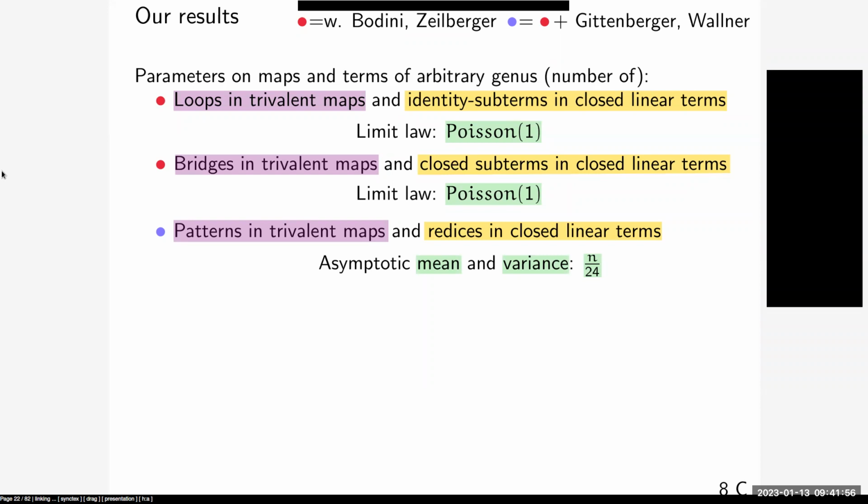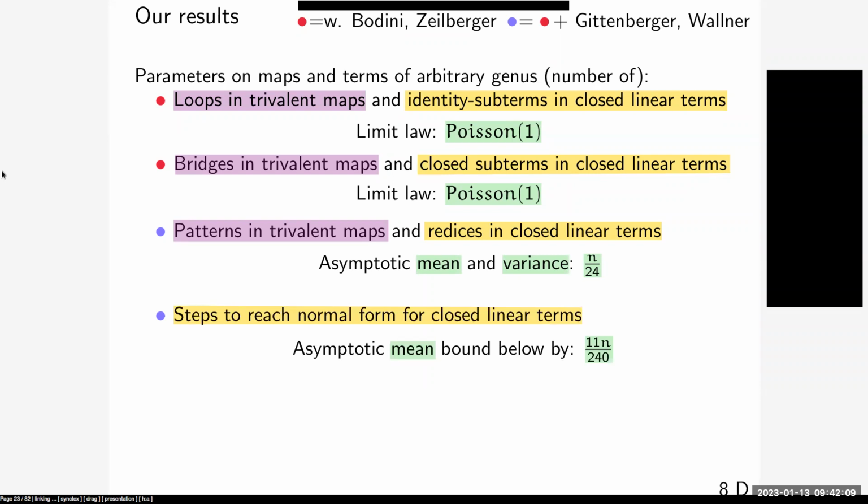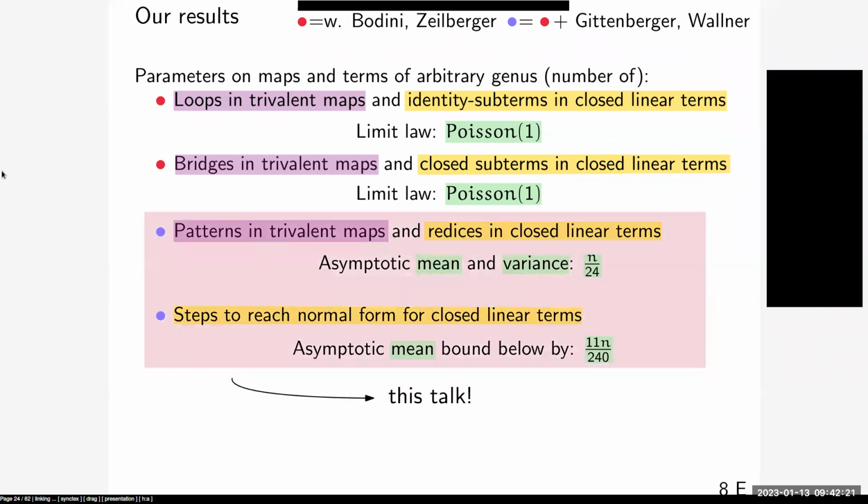And so this was work with Olivier Bodini and Noam Zeilberger, and then with Bernhard Gittenberger and Michael Wallner, we have studied some kinds of patterns in trivalent maps, which are connected with the number of redexes in closed linear lambda terms. And for this, we have obtained an asymptotic mean and variance of n over 24. And finally, we have studied a lower bound for the number of steps to reach normal form for closed linear lambda terms, which is asymptotically 11n over 240. And so, as the title suggests, in this talk we'll focus on these last two bullets here.